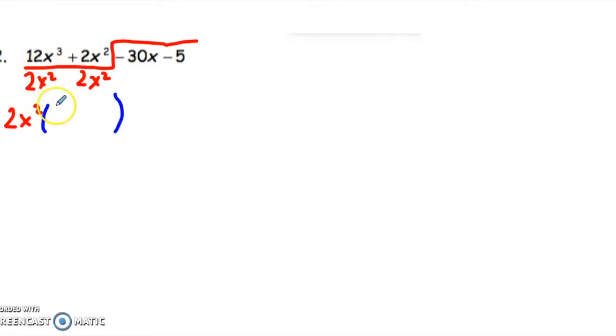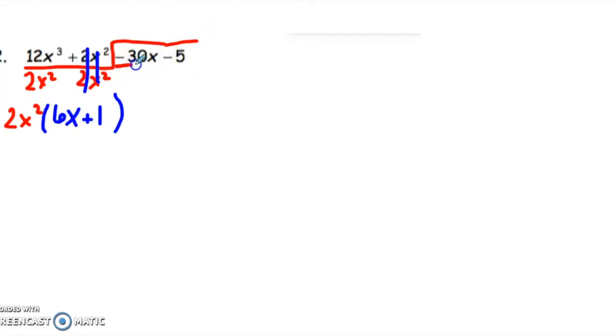12 divided by 2 is 6. Subtract your exponent, so we're going to have 3 minus 2, which is x to the first. And then this, everything will just cancel. 6x plus 1 is there in the parentheses. So do the same thing with this group.